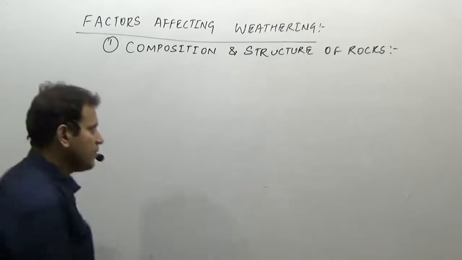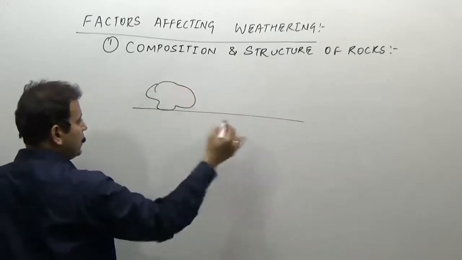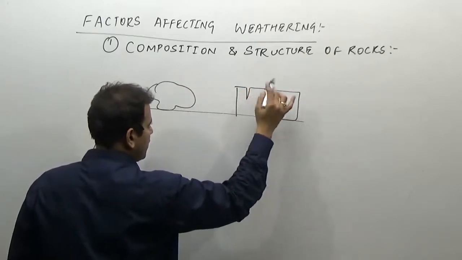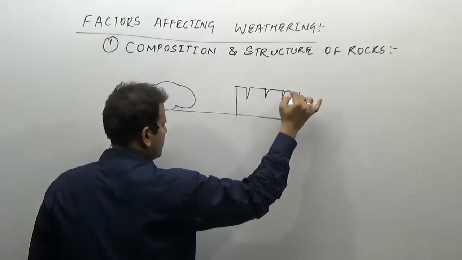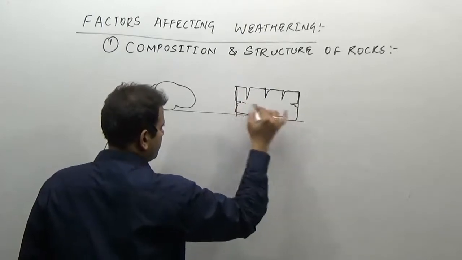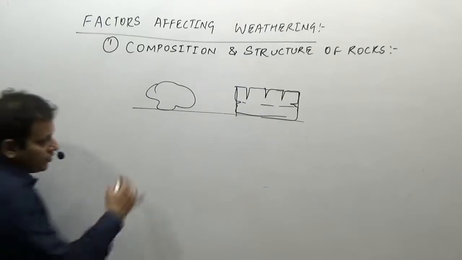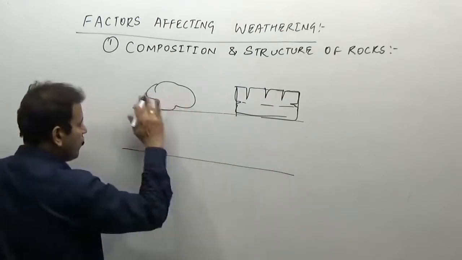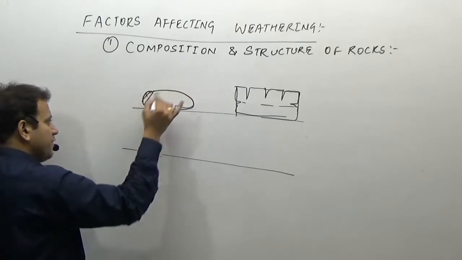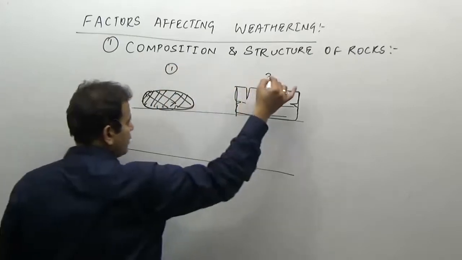Again, you take an example of two rocks: a rounded rock, and take for example a well jointed rock having joints in between. Now if there is any kind of physical weathering of these two rocks, this rock is a very, very compact rock as compared to the second rock here, which is a well jointed rock.